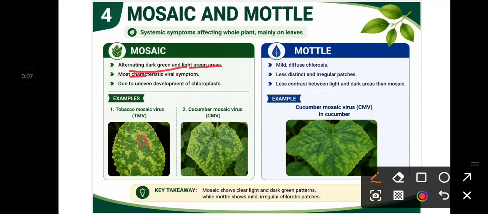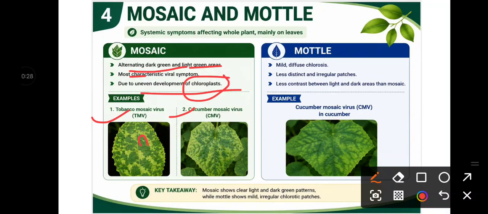And why does this occur? Due to uneven development of chloroplast. Wherever any type of yellowing or chlorosis is there, definitely that is due to the uneven development or loss of chlorophyll or chloroplast. Examples of viruses producing mosaic symptom are TMV and CMV.